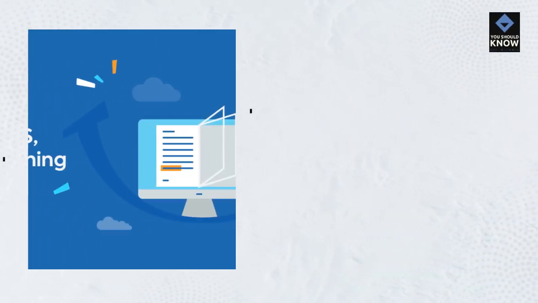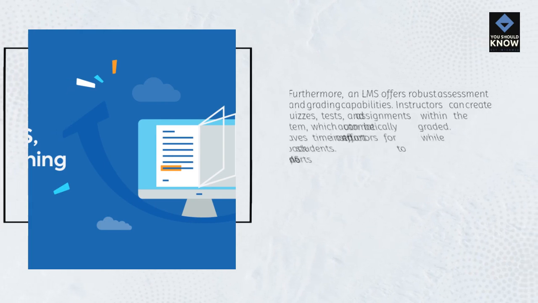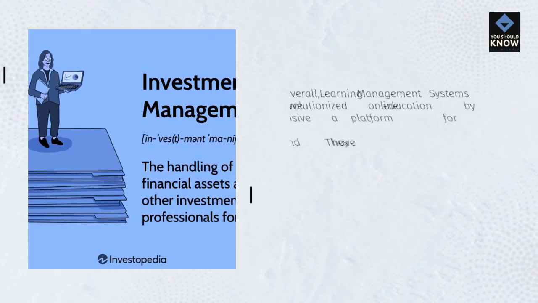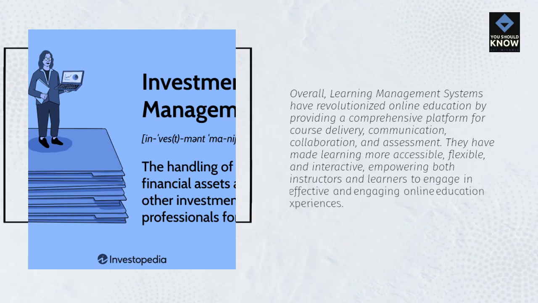Furthermore, an LMS offers robust assessment and grading capabilities. Instructors can create quizzes, tests, and assignments within the system, which can be automatically graded. This saves time and effort for instructors while providing immediate feedback to students. Additionally, the LMS generates detailed reports and analytics, allowing instructors to monitor student progress, identify areas of improvement, and tailor their teaching strategies accordingly. Overall, learning management systems have revolutionized online education by providing a comprehensive platform for course delivery, communication, collaboration, and assessment. They have made learning more accessible, flexible, and interactive, empowering both instructors and learners to engage in effective and engaging online education experiences.